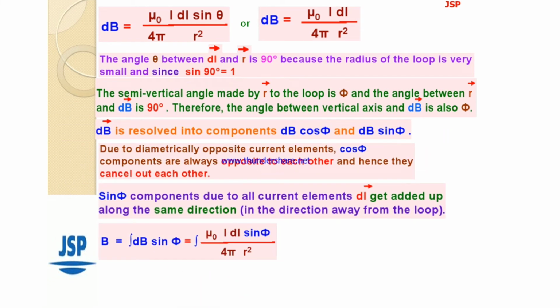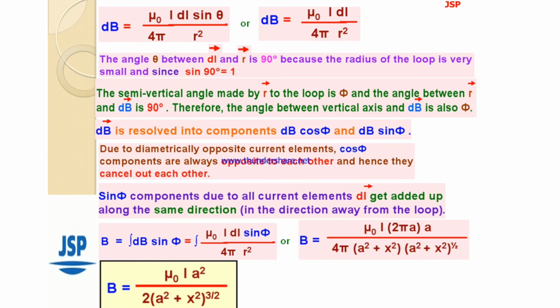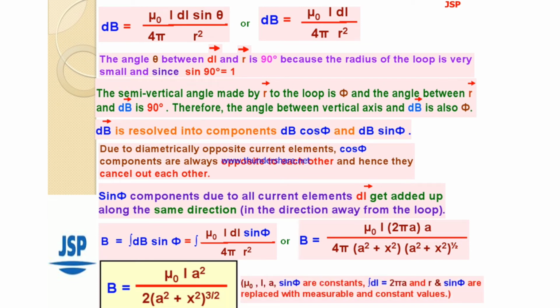The semi-vertical angle made by r vector to the loop is phi, and the angle between the r vector and the dB vector is 90 degree. Therefore, the angle between the vertical axis and dB vector is also phi. dB vector is resolved into two components, dB cos phi and dB sin phi.